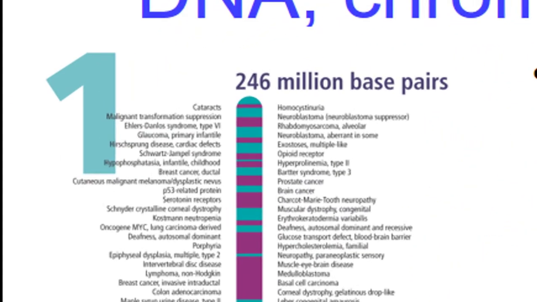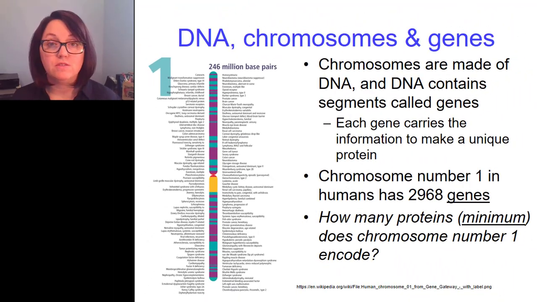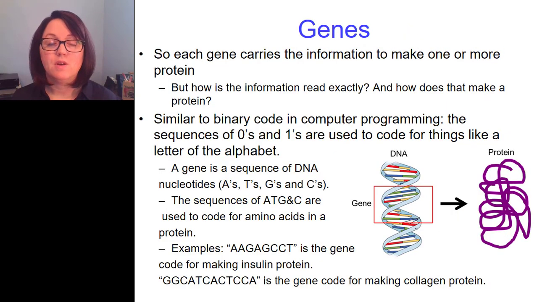In case you were wondering, the words next to the chromosome here are actually diseases associated with mutations in the genes on this particular chromosome. For example, chromosome number 1 contains a gene when mutated that can result in prostate cancer or brain cancer or something actually called fish odor syndrome. So there's a lot of different diseases that can occur due to mutations of genes on chromosome number 1. So each gene carries the information to make one or more protein.